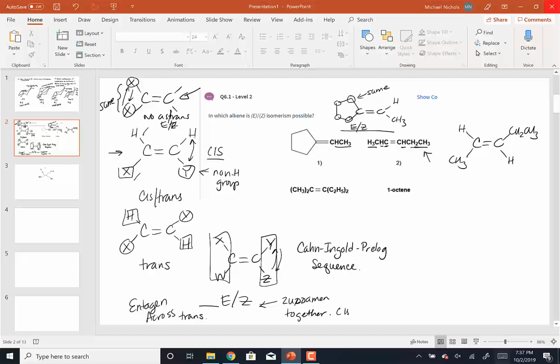Does this molecule have the potential to be E and Z? The answer is yes. Now you could say, but wait, it's cis or trans. It could be cis or trans, yes. When you have cis or trans, you automatically have E or Z, because hydrogen always has the lowest priority in the Cahn-Ingold-Prelog sequence rules. So in this case, yes, this one could be E/Z or cis-trans.